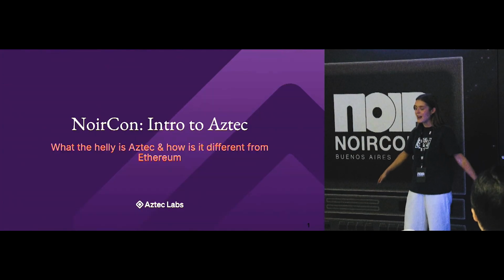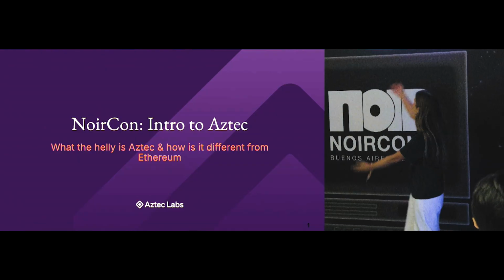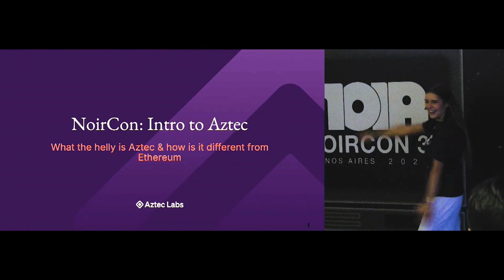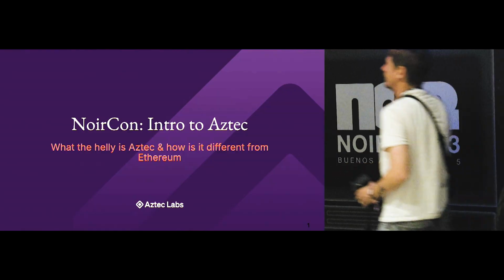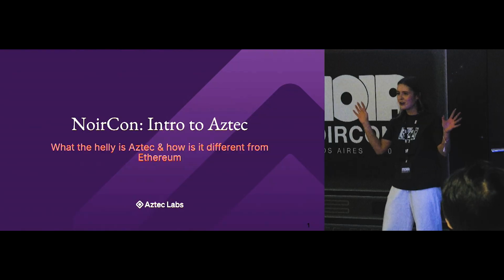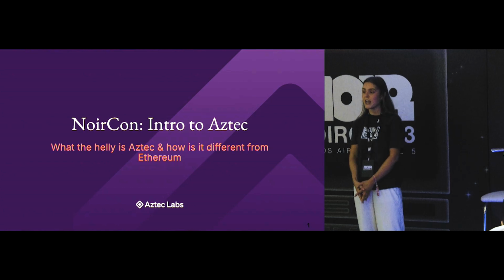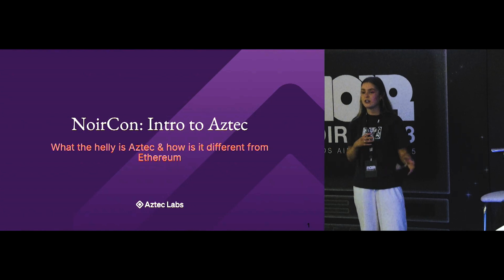But before we do any of that, we need to understand what Aztec is. So what the hell is Aztec? And then also, how is it different from Ethereum? Because things have private state, which hopefully you guys know, but if you don't, no worries, it is a little bit different from Ethereum and Ethereum compatible or Ethereum equivalent chains. So you need to know about those differences.